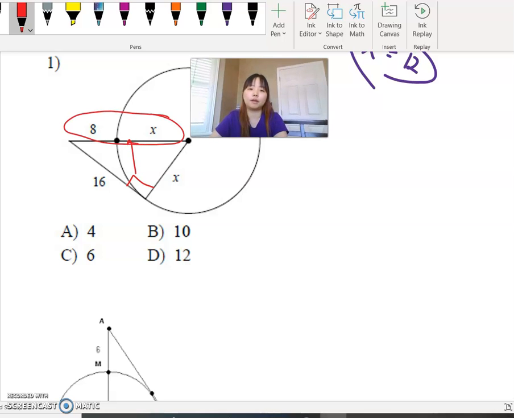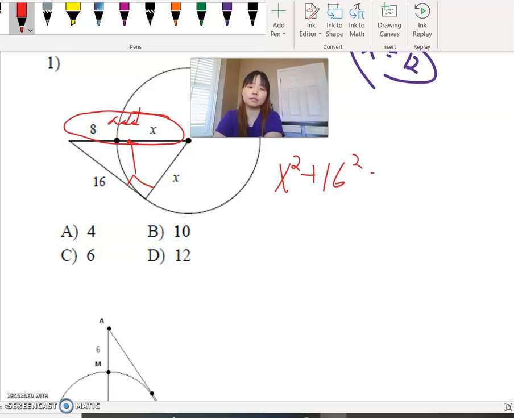Something about 8 and x. Is it 8 plus x or is it 8 times x? Yay, it's 8 plus x. You gotta add them, right? So your question looks like this: x squared plus 16 squared equals 8 plus x squared. Uh-oh, there's some work we have to do.